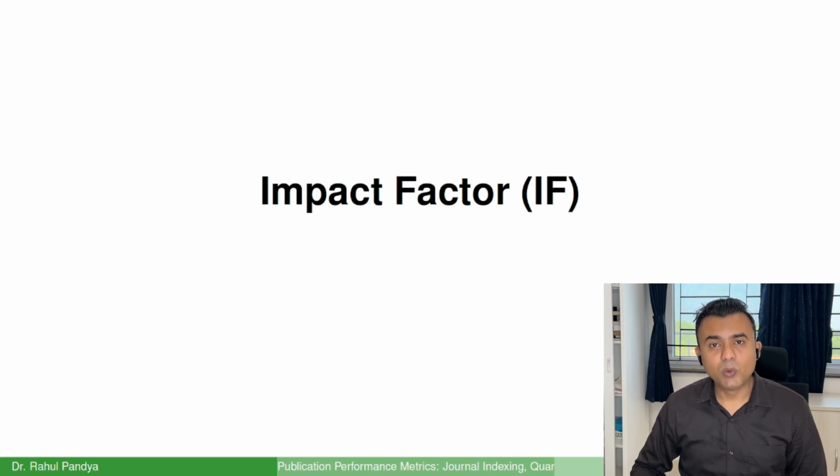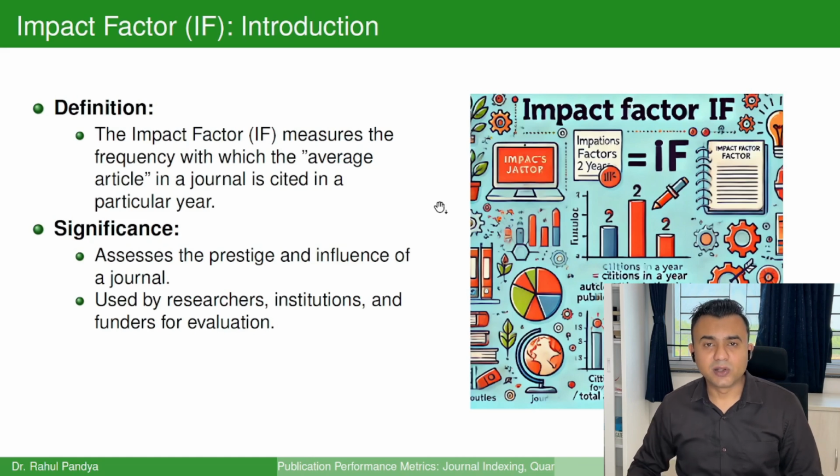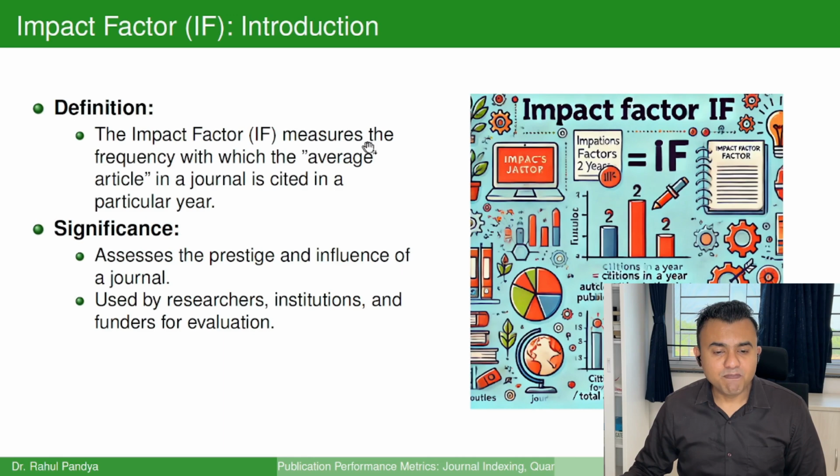In this section, we will discuss the impact factor of any journal. The definition of the impact factor is that it measures the frequency with which the average article in a journal is cited in a particular year. We will take a look at an example of how it is used for the calculation and how it helps us determine the quality of the journal.